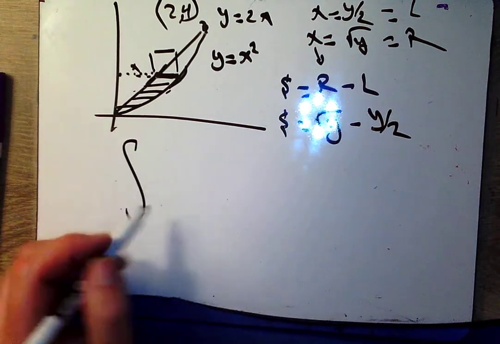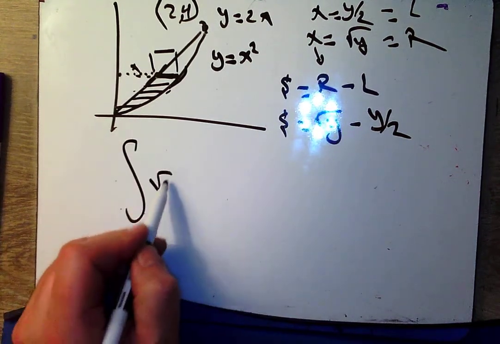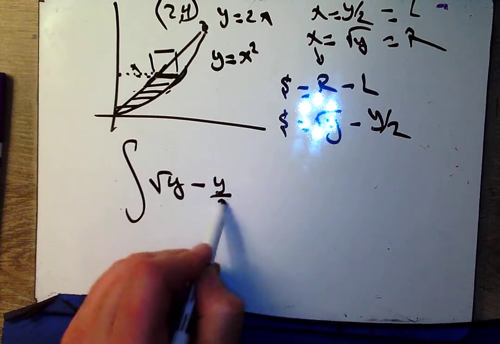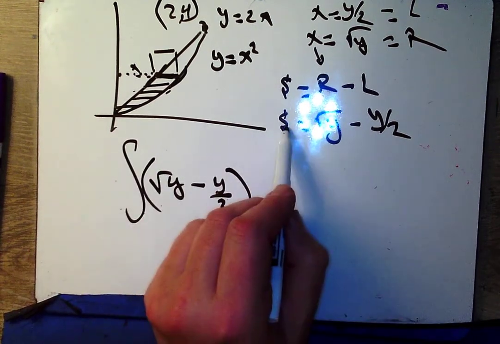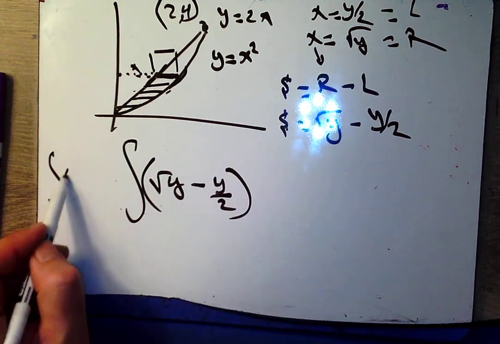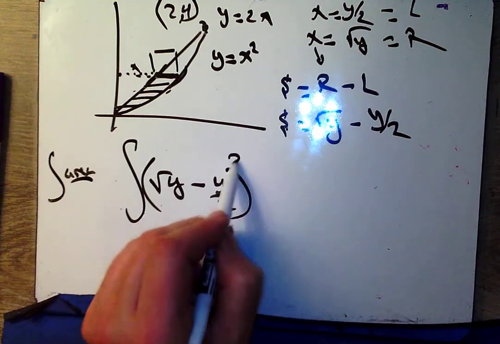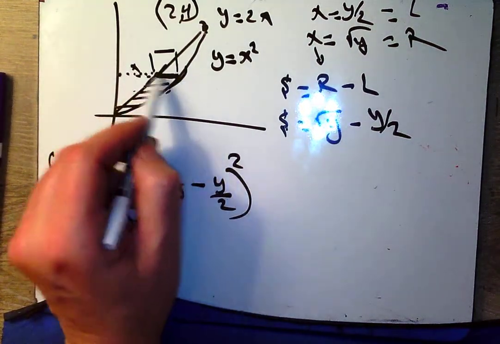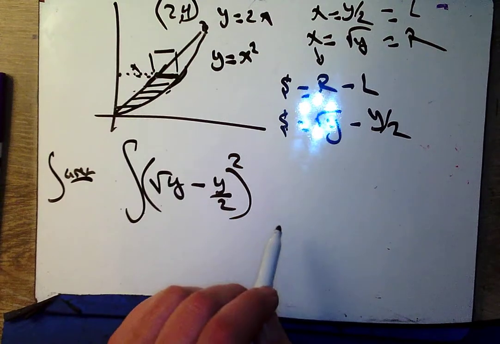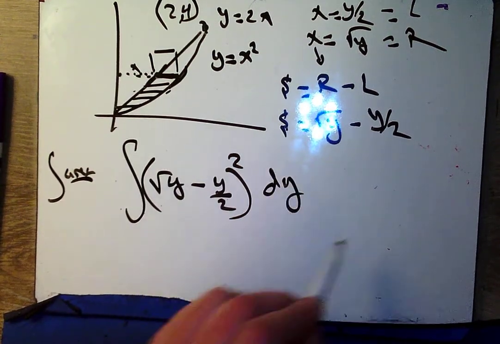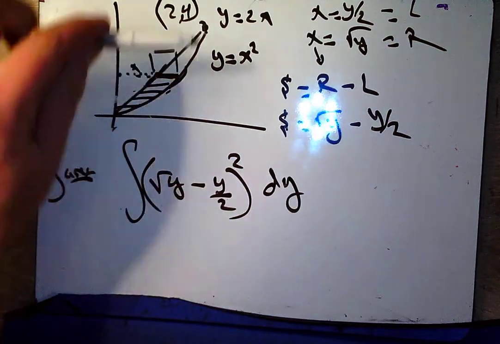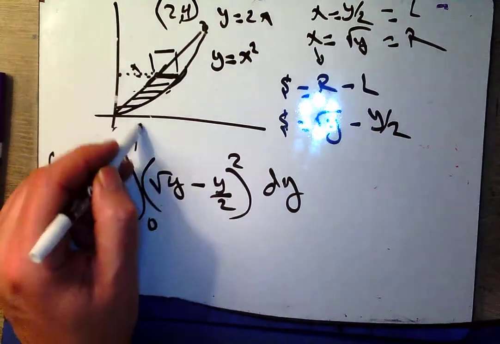And we want to integrate that, square root of y minus y over 2. Don't forget, this is side, but we're integrating area. And so we need side squared, because that's the area of this shape. And these are dy's, and we're going from y equals 0 to y equals 4.